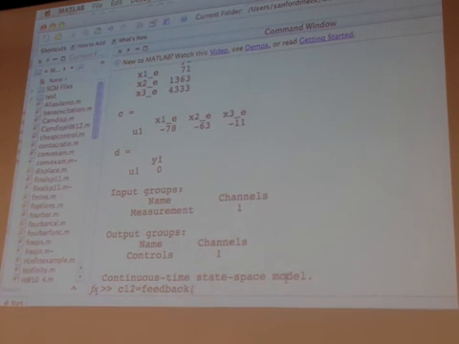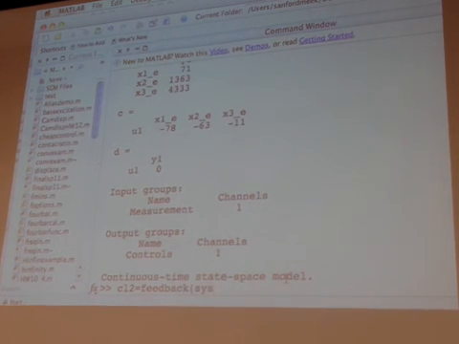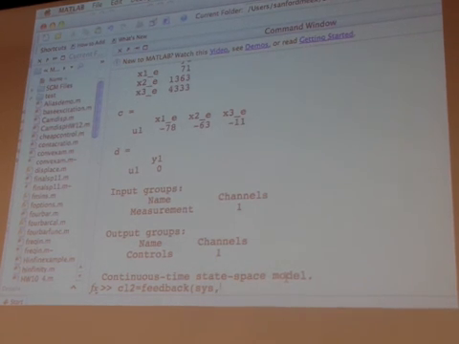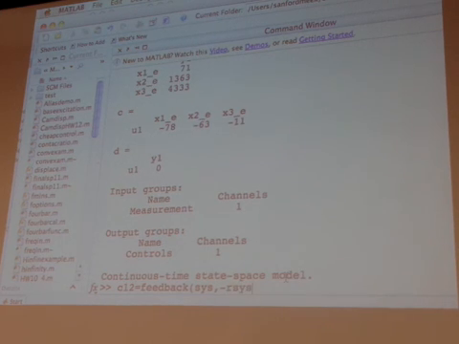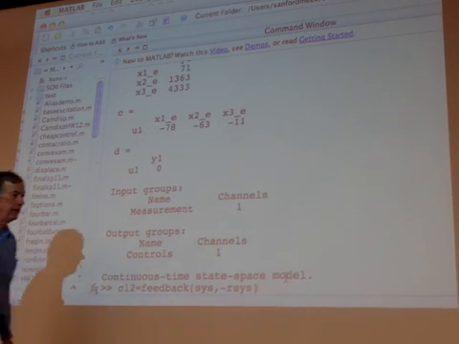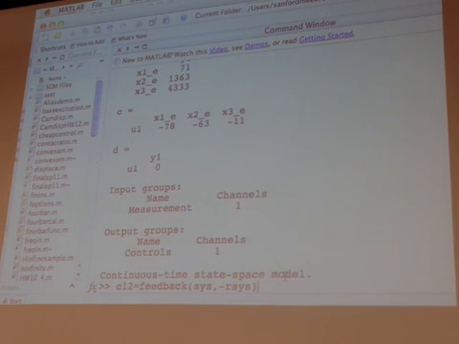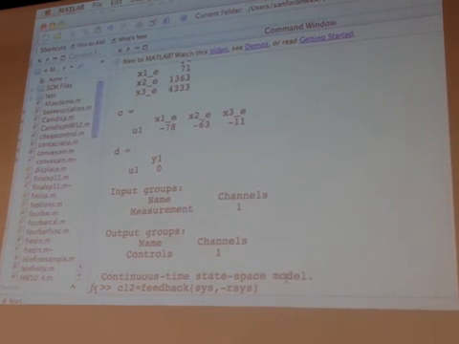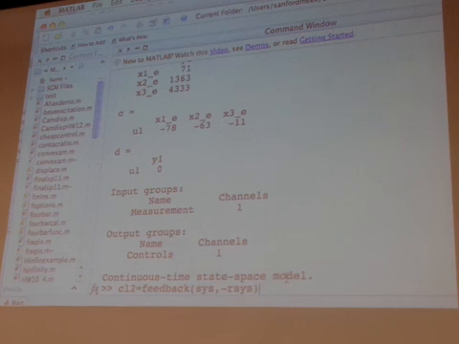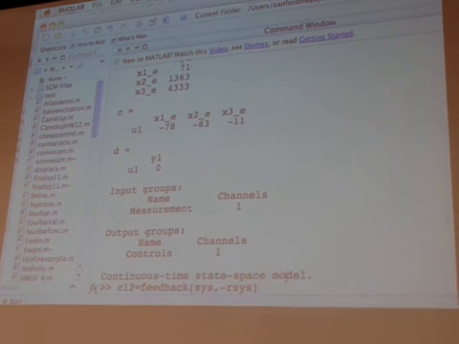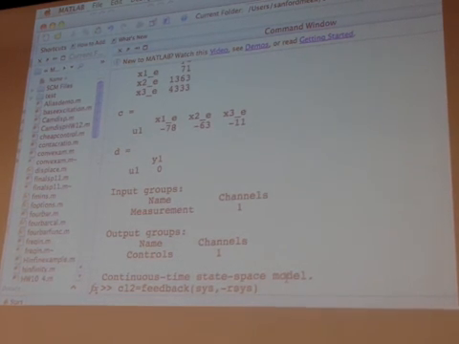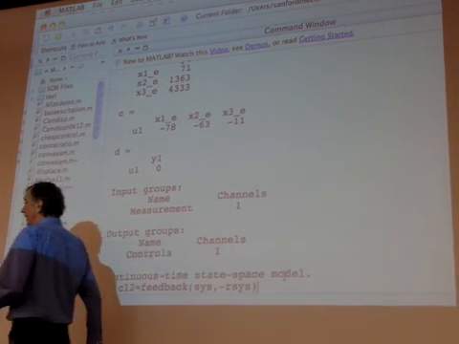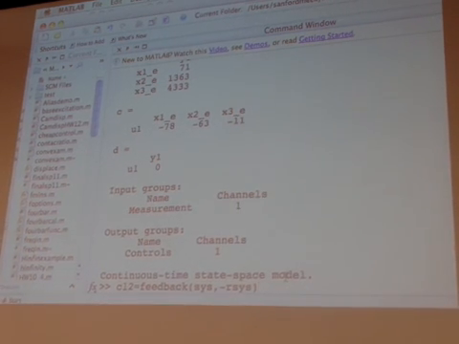One warning when you do this: here's my plant, my open loop system. My feedback is what I call R system, but I have to name it minus R system, because regulator assumes I have positive feedback. When I do regulator, it is assuming a plus sign. So I have to put a minus sign down here. All right, let's see what that looks like.